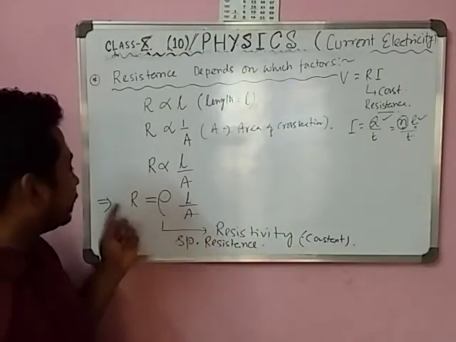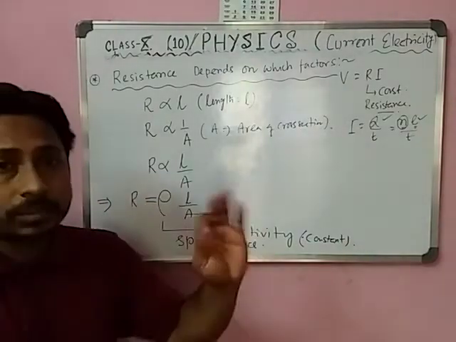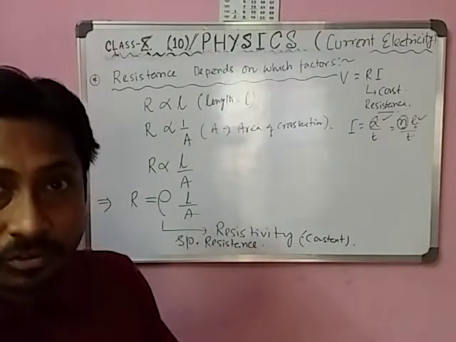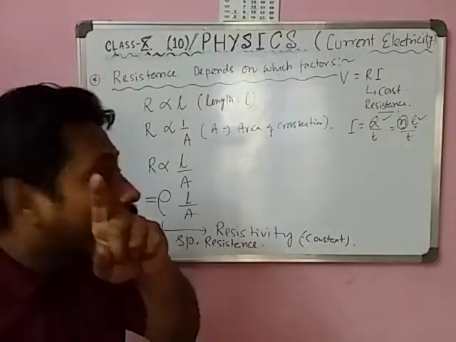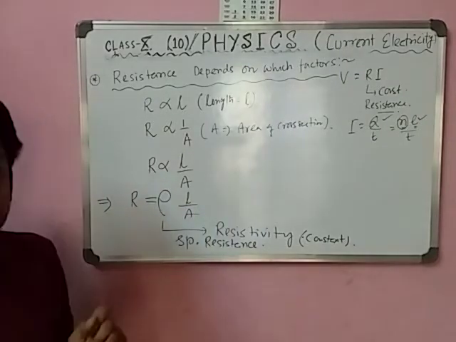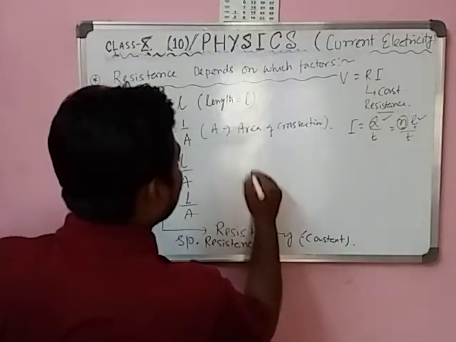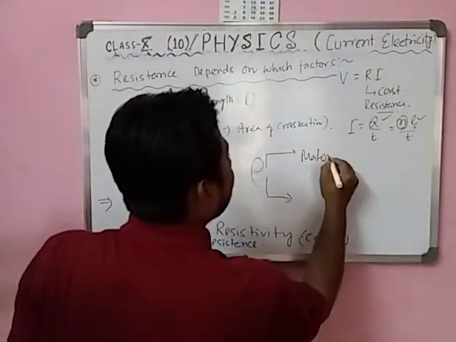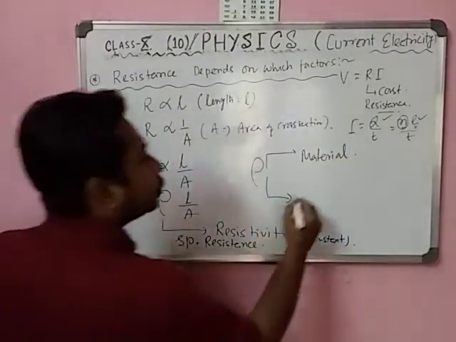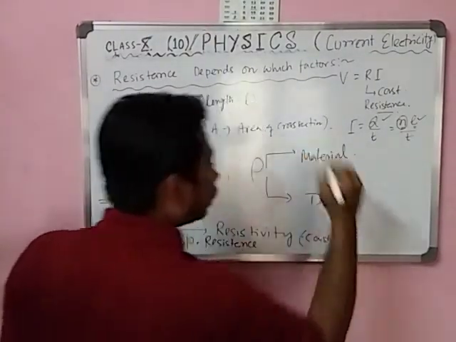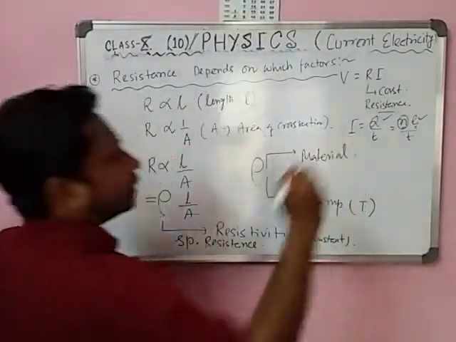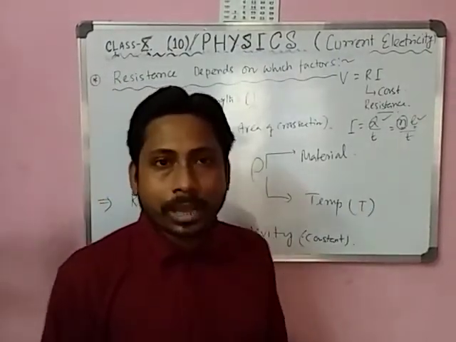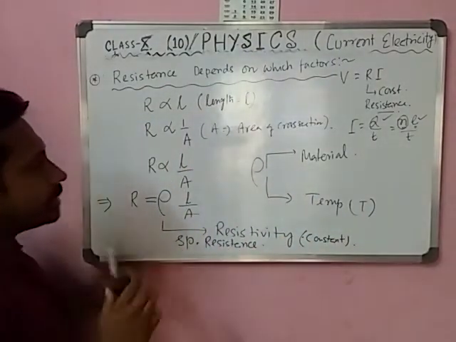It means this resistance is specific for the specific material. So rho depends on what factors? Rho depends on two things. Number one, material. Number two, temperature. So resistivity doesn't depend on the dimensions; it depends on the material. How does it depend on the material?